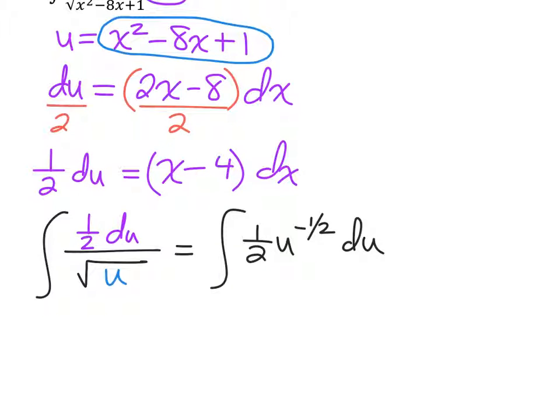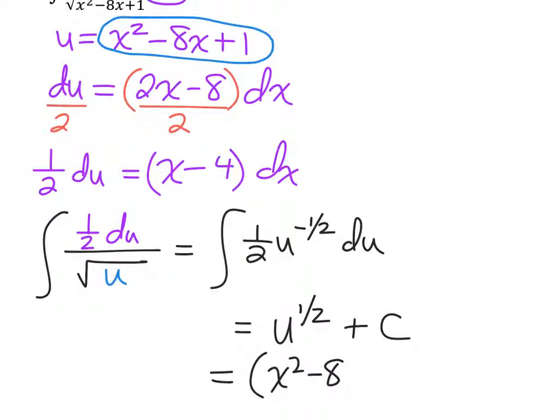Increase the exponent by 1. It becomes u to the 1/2. Divide by the new exponent. It's going to cancel out. So you're getting u to the 1/2 plus c. So I just got to pop my u back in. (x² - 8x + 1) to the 1/2 plus c. And that's all she wrote.